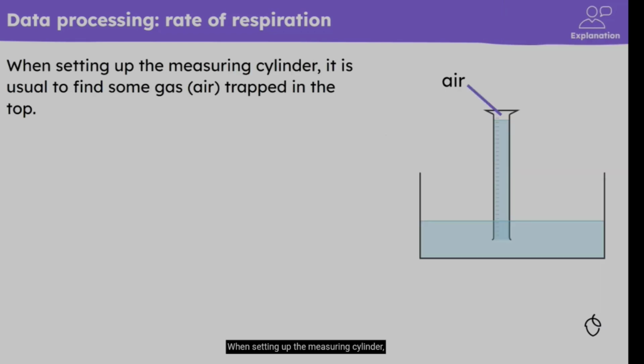When setting up the measuring cylinder, it is usual to find some gas, which is air, trapped in the top. And this is because you fill up the measuring cylinder with water, you place your hand on the open end of the tube, and then you flip it round, you invert it as fast as possible. So it's really easy to not fill up the measuring cylinder completely or for a small amount of water to escape, and that leads to this air pocket at the top of the measuring cylinder.